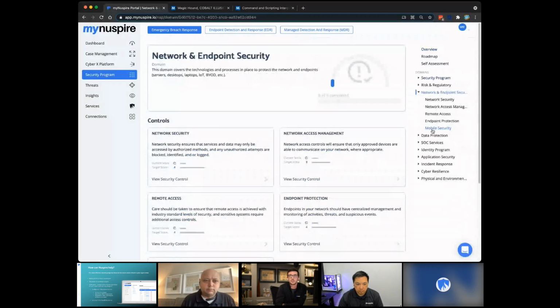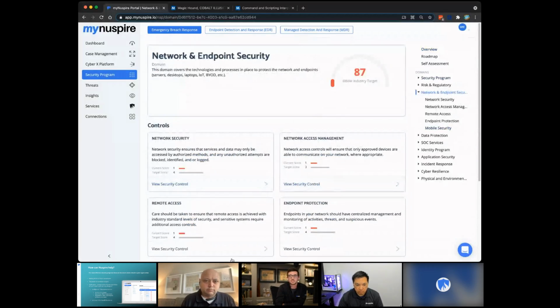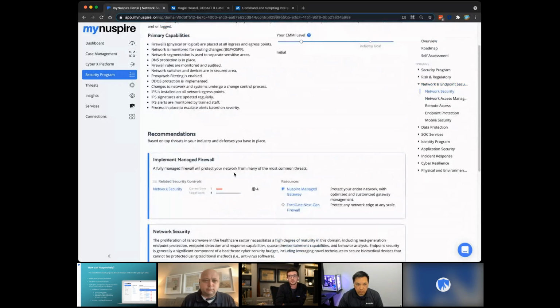And I'll just show very quickly, we are just mapping each of your individual controls to maturity levels. And you'll see we also have recommendations that are forwards and backwards integrated with the threat modeling tool. We also have those recommendations go backwards into the security program. So you can figure out what you need to do next, no matter what your perspective is, whether you're trying to protect against threats or whether you're just trying to beef up your defenses.